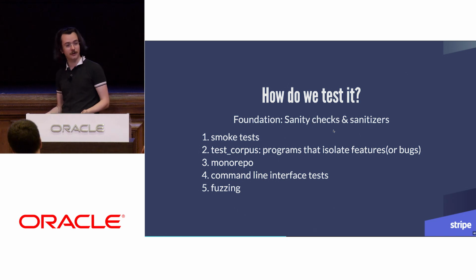Because every time you do a change, you type check the whole monorepo. So you don't want your iteration time to be days, which means you want to make sure that even debug builds can type check it in a reasonable time. And finally, users are going to pass some command line flags to it, so you want to have some command line interface tests. They're very small, but they're very important.